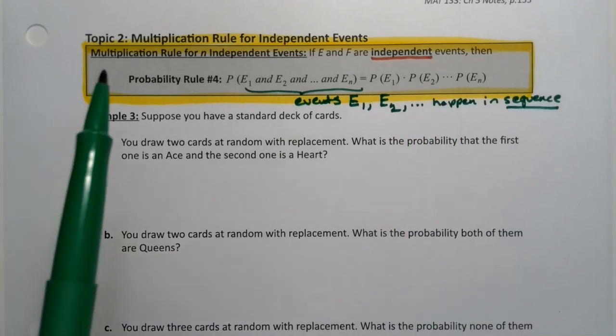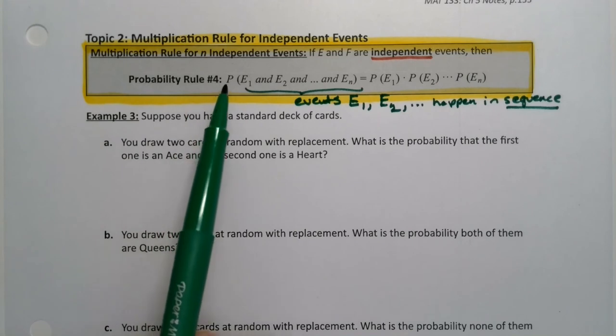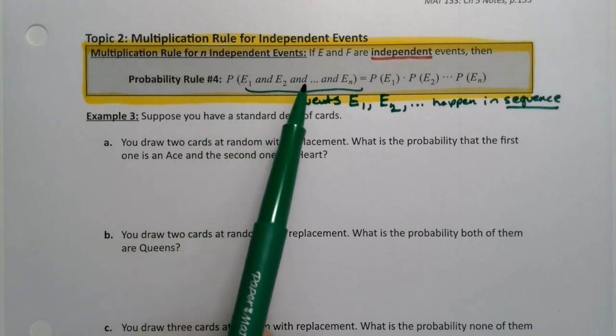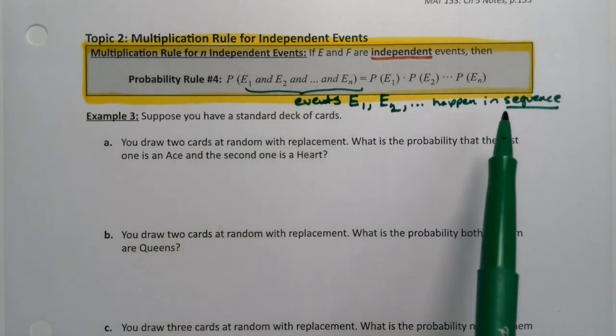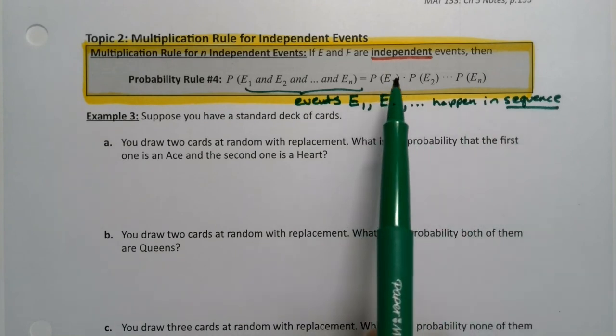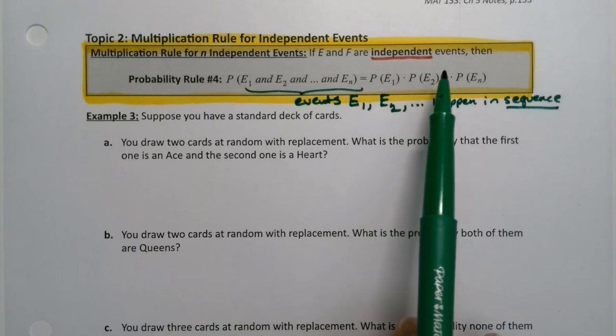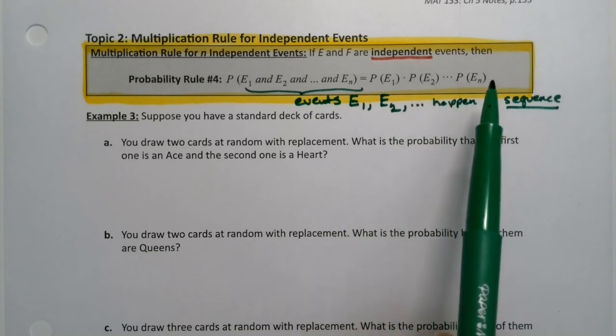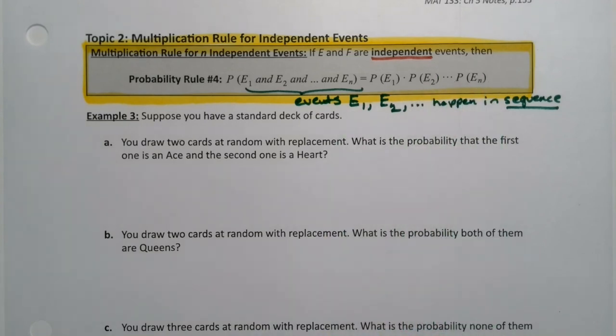All right, what this rule says is that if you want to find the probability of event 1 and event 2 and event 3 and so on in sequence, so those events happen in order, then what you do is you multiply the probability of event 1 times the probability of event 2 times and so on. Hence, it's called the multiplication rule.